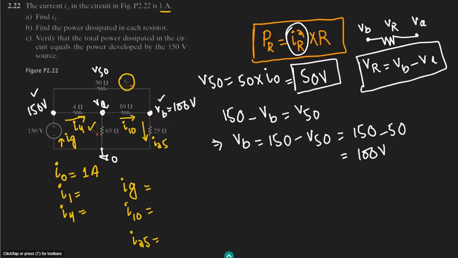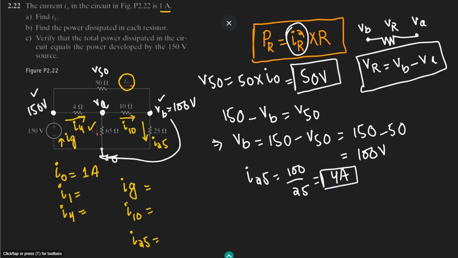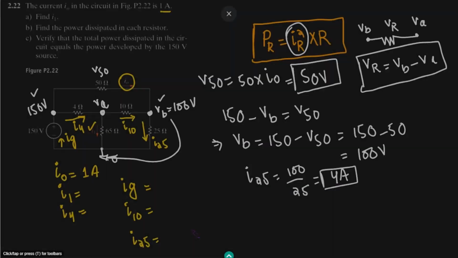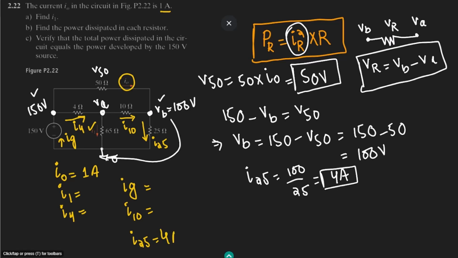So in order to find out the current in this branch, we can see that this is VB and the voltage is known. So the current I25 is 100 volts, which is VB, divided by 25. The value of it is 4 amperes. So this value is known, and that is 4 amperes. Let me write it here: this value is 4 amperes.